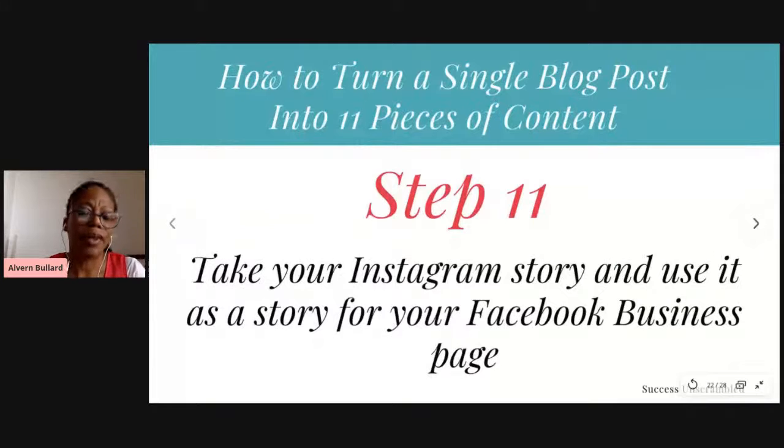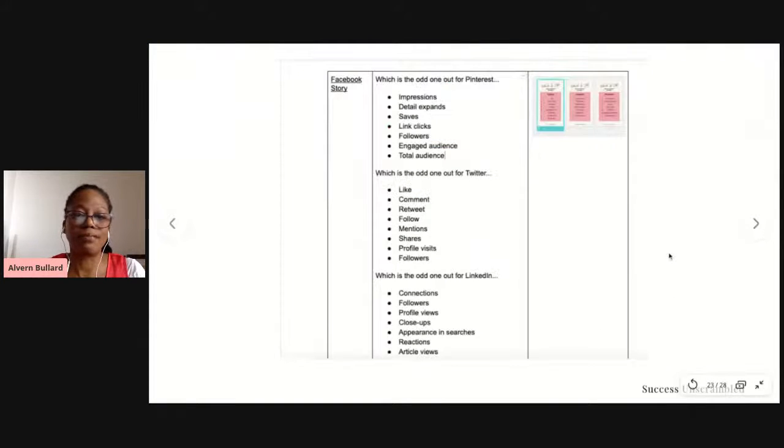Step 11. Take your Instagram story and use it as a story for your Facebook business page. So that's easily done because it doesn't require anything. You're just repurposing that exact same content and posting it to the Facebook story. Now, when you're posting this to Instagram, you have the option to post it to Instagram and Facebook at the same time. You decide what you want to do.